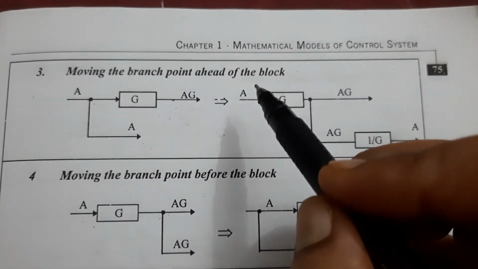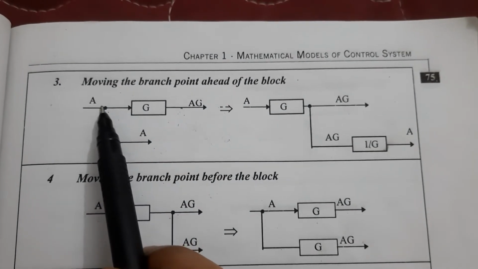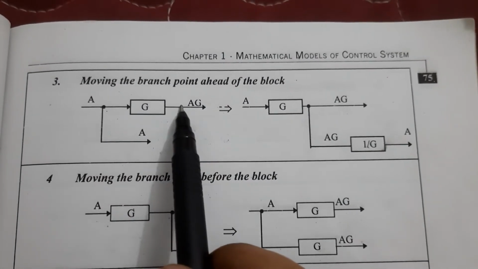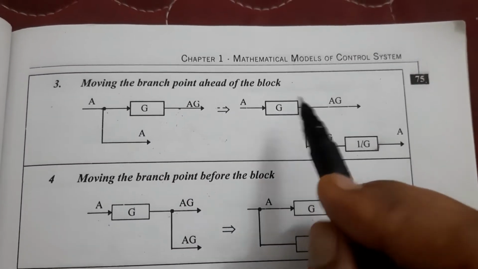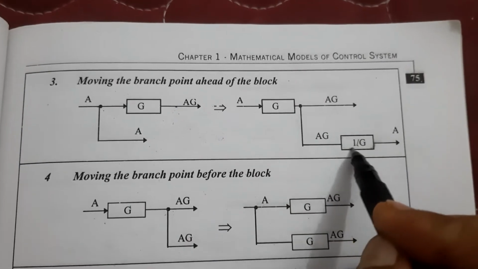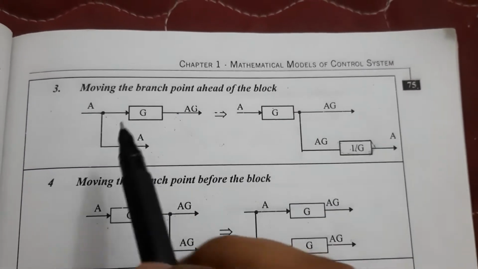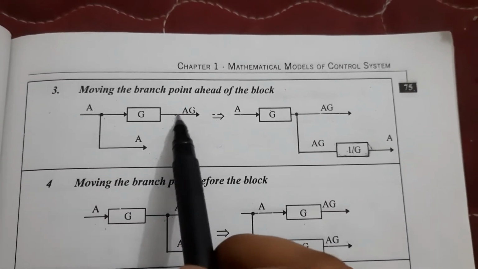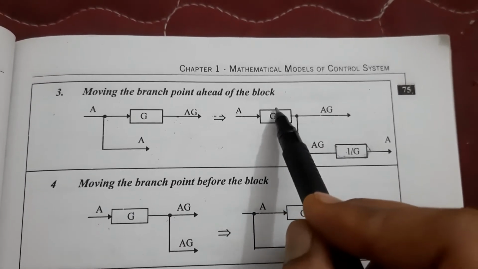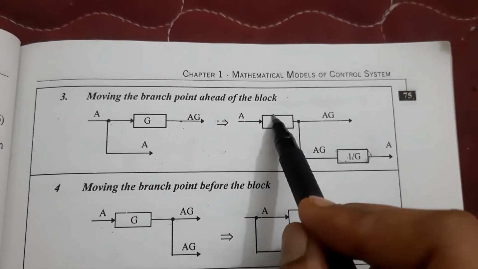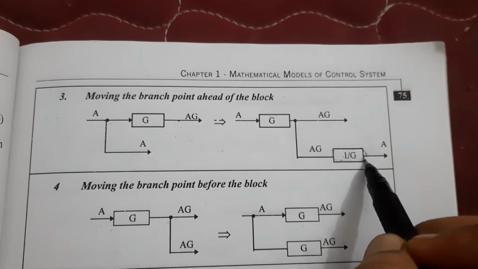The next rule is moving the branch point ahead of the block. So this is the branching point. Now we move this branching point ahead of this block. So it changes to here, and we add a 1 by G block here. If you move the branching point ahead of any block, we include the reciprocal of the G value, that is the transfer function of the block, that is 1 by G here.